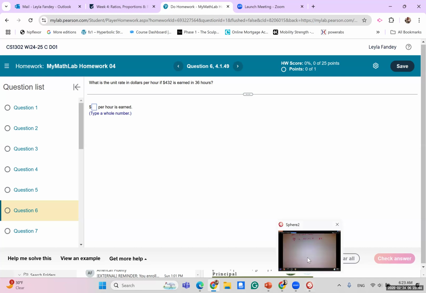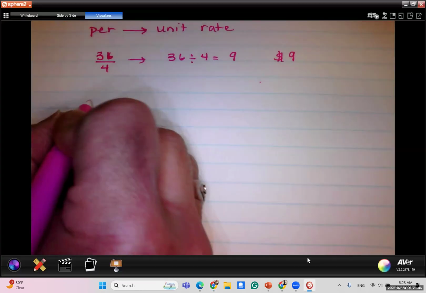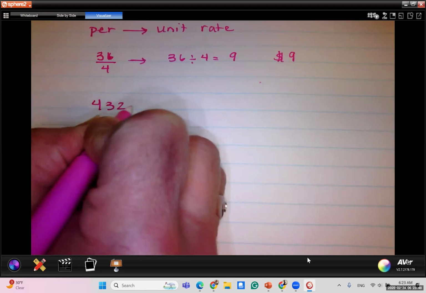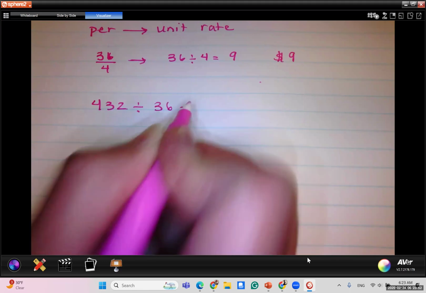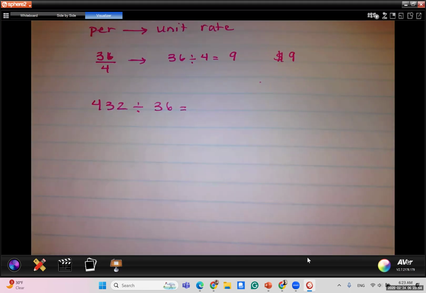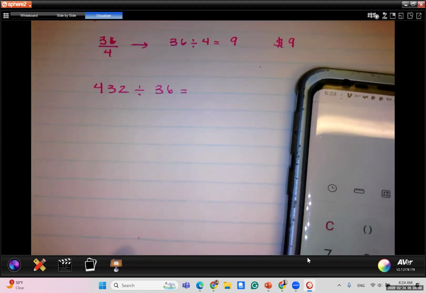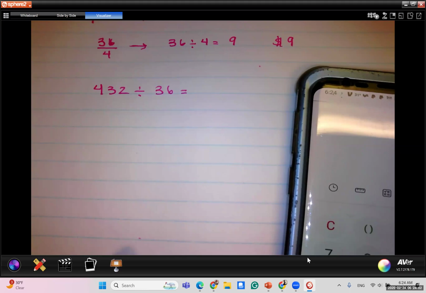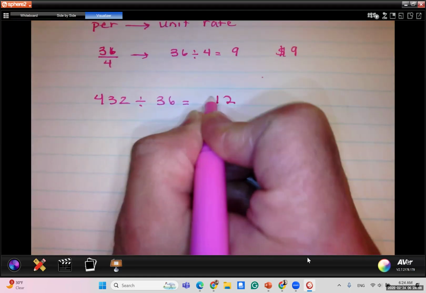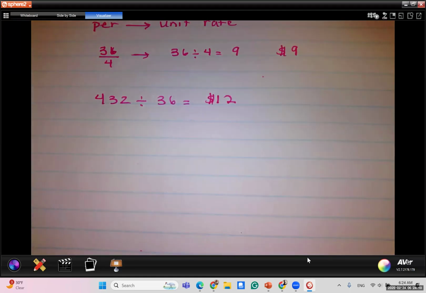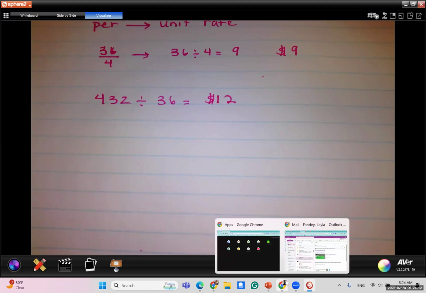So 432 and 36. So all you need to do is divide 432. So that's $432 for 36 hours. Well, we don't know how much that is per hour, right? So we are going to basically divide that. So let me go ahead, and you can use a calculator. So 432 divided by 36. So that's $12. So that's $12 an hour. Okay, as simple as that. This is just a division problem.